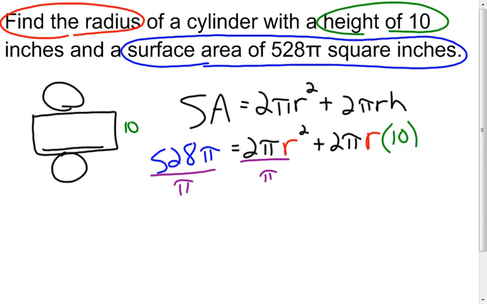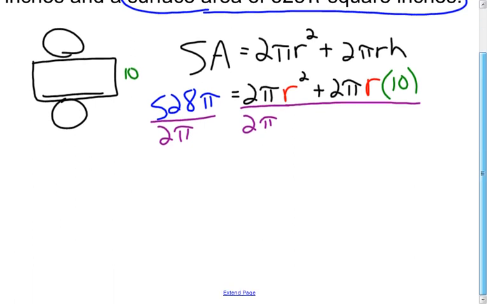Actually, let's just go like this, divide the whole side. Now, I also look at each term and I notice that they all have a 2 in them as a factor, so I'm going to divide by 2 pi on both sides. And then what that does is that's going to make this look a little cleaner. So my left side now is going to be equal to 264.